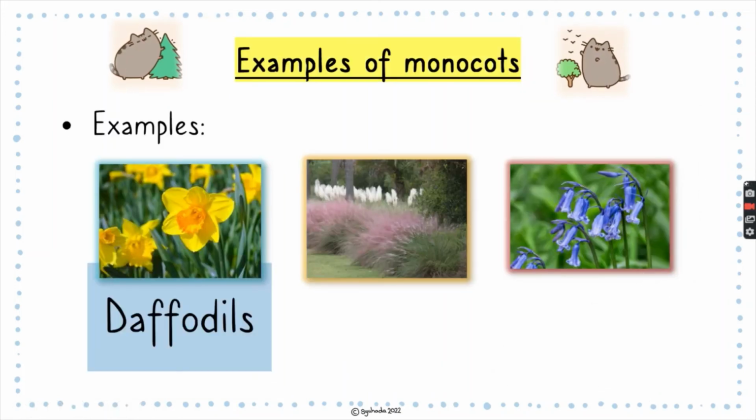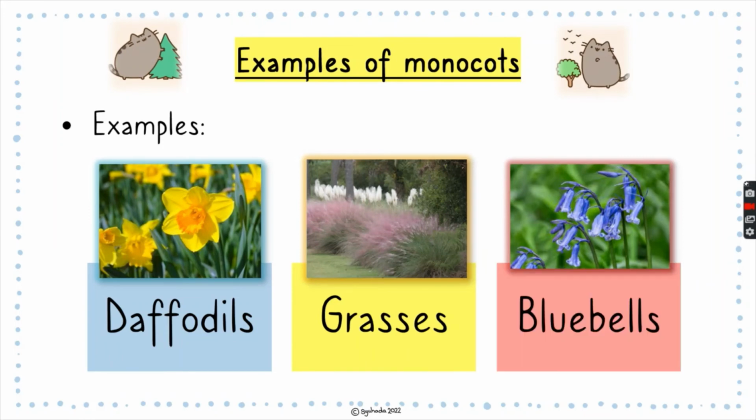Examples of monocots include daffodils, grasses, and bluebells. And just so you know, grasses do have flowers too, although the flowers might look feathery, just like this.